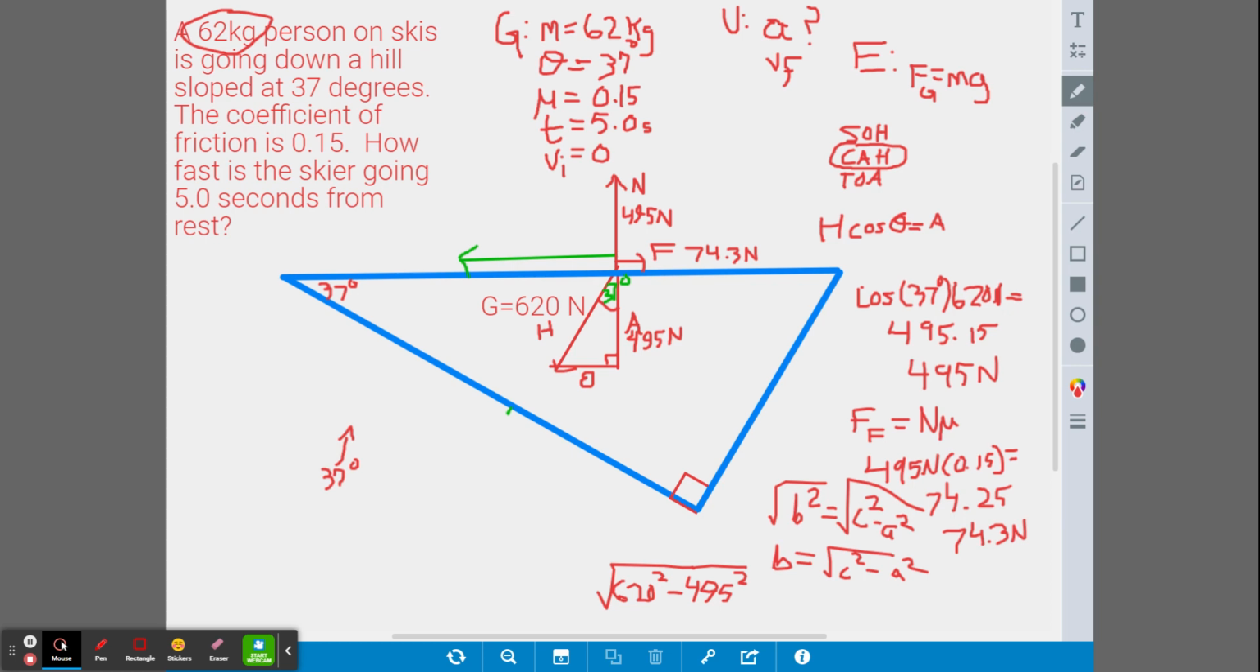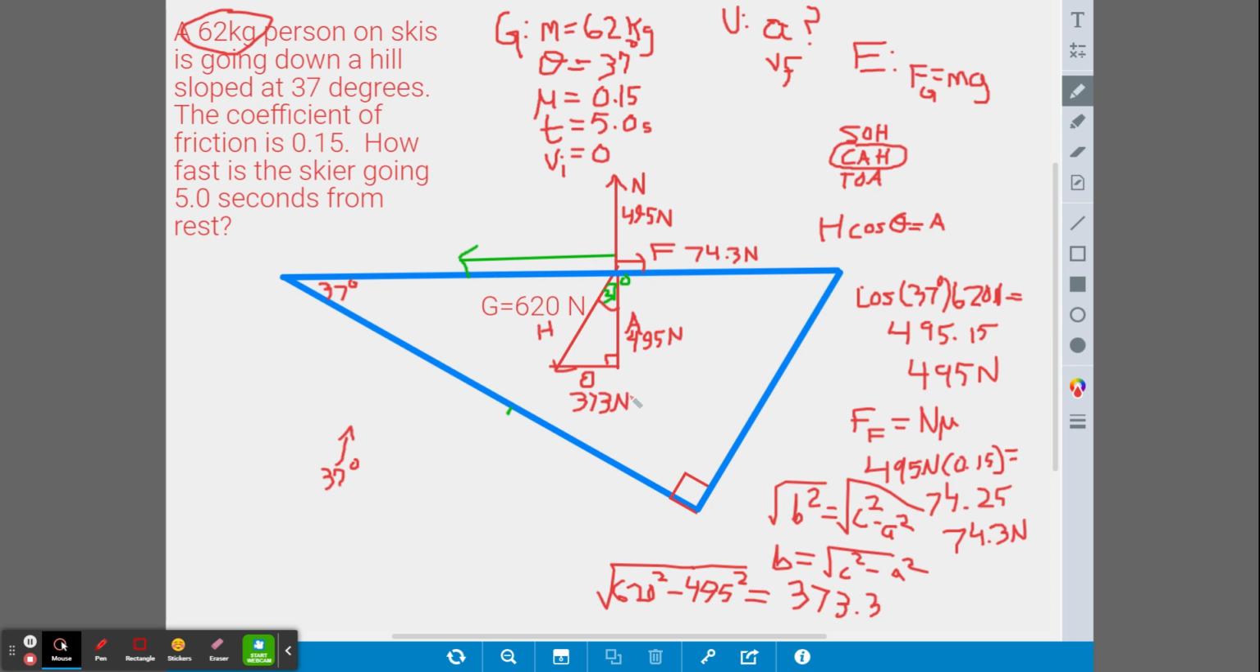And our answer here is going to be 373.3. So I will round that to 373 newtons. That's going to be my x component of gravity. Whew. Now we can find the net force.